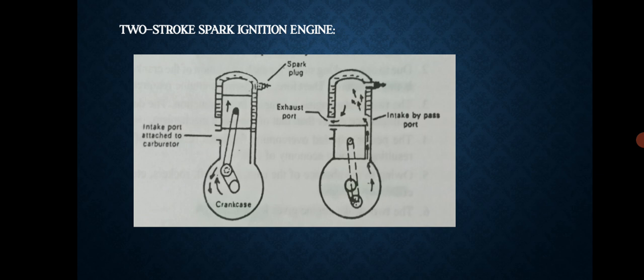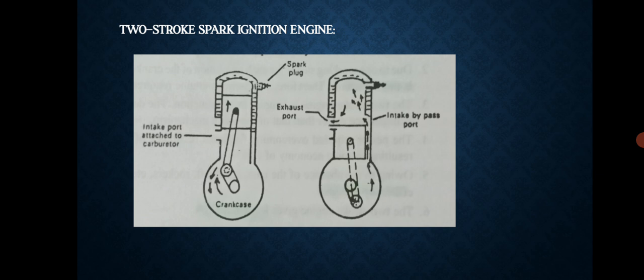Next we will see about the two-stroke spark ignition engine. The two-cycle carburetor type engine makes use of an airtight crankcase for partially compressing the air fuel mixture. As the piston travels down, the mixture previously drawn into the crankcase is partially compressed. As the piston nears the bottom of the stroke, it covers the exhaust and intake port. The exhaust flows out, reducing the pressure in the cylinder.